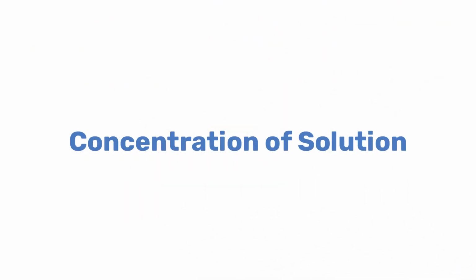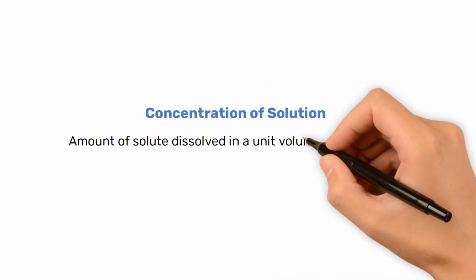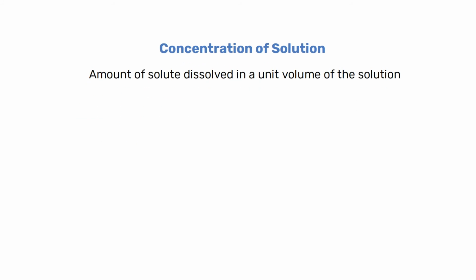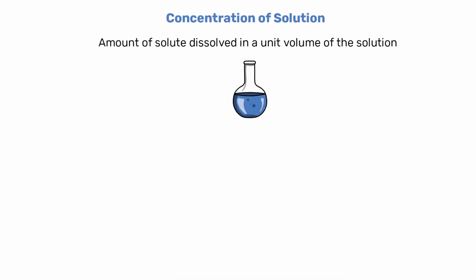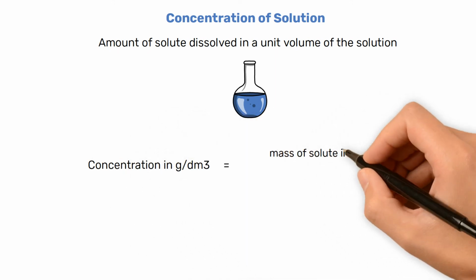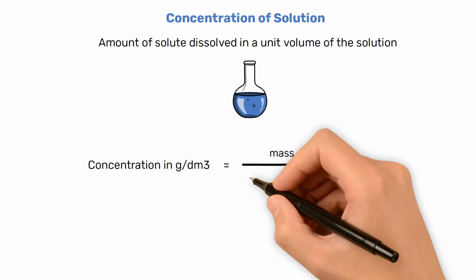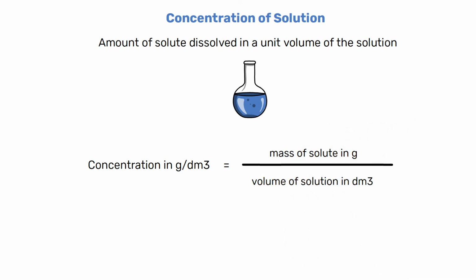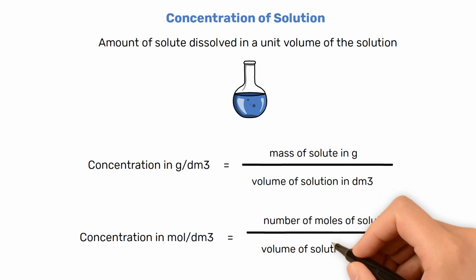So concentration of solution is the amount of solute dissolved in the unit volume of the solution. Concentration in gram per dm cube is the mass of the solute in gram divided by the volume of solution in dm cube. Concentration in mole per dm cube is the number of moles of solute divided by the volume of solution in dm cube.